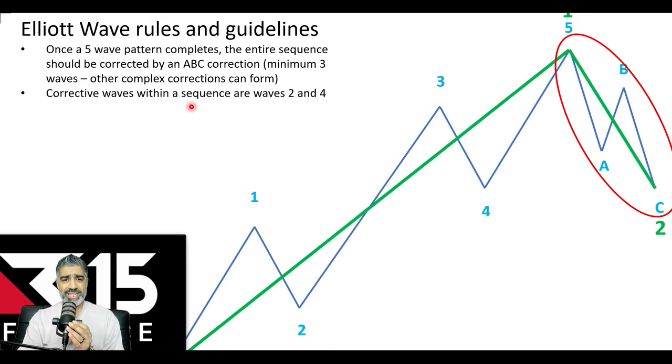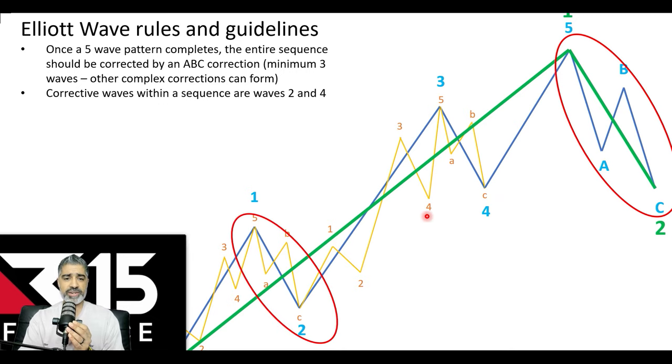Correction waves within a sequence are waves 2 and wave 4. So this is a wave 2 and this is a wave 4. So as the market unfolds, right, then you got this wave 2 happening, A, B, C, and that's a correction, right? Very, very important. And then you got this 1, 2, 3, 4, 5 over 3, and this wave 4 happening is a correction. So you have this larger correction, and then these smaller corrections within the correction, within the whole sequence itself. Very important.